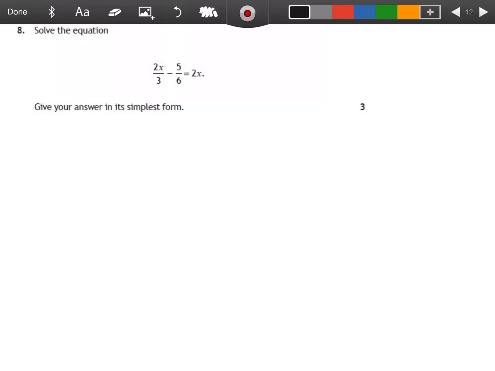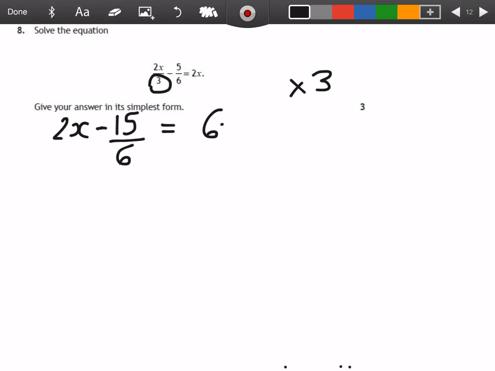If you think you know how to do that, you can pause the video, have a go. I'm going to do it bit by bit, okay? Right, I've got a division by 3 and a division by 6. To get rid of this division by 3, I'm going to multiply the whole equation through by 3. Okay, so if I multiply the whole equation through by 3, I would have 2x, the division by 3 is no longer there, take away 15 over 6, because I've multiplied the top 5 by 3 as well. And if I've multiplied it all through by 3, the 2x would become a 6x.